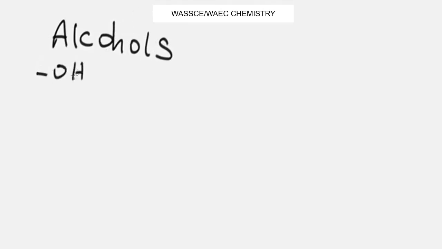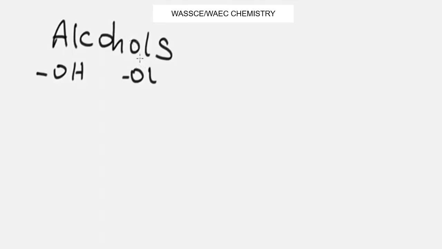So we're looking at alcohols. Let's begin with this. Now, alcohols have an OH functional group and they end in "-ol". When you want to pronounce an alcohol, it ends with "-ol". All alcohols contain an OH functional group.